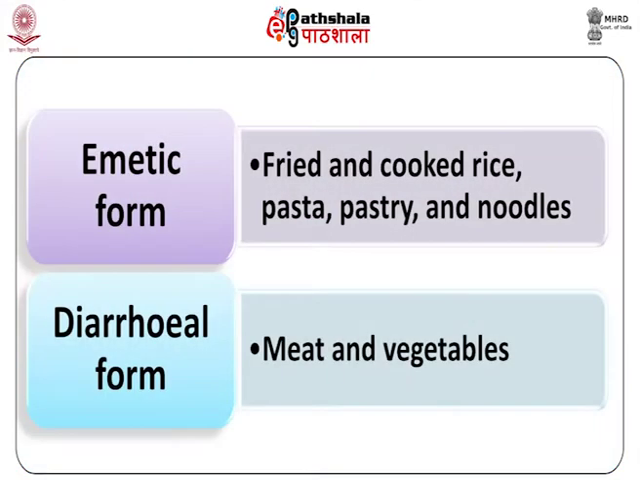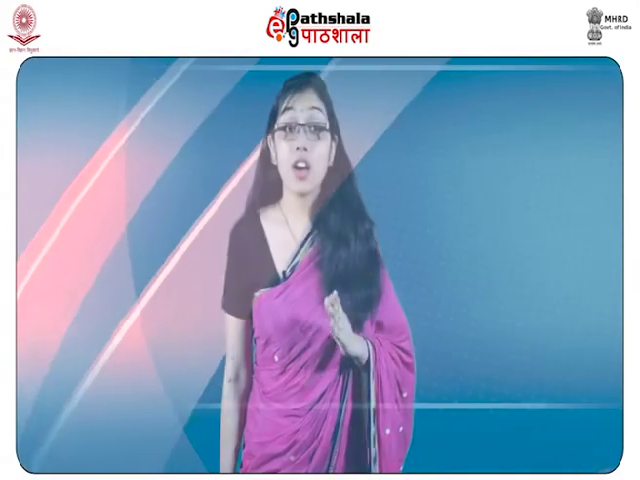The common sources are: first is the emetic form, that is fried and cooked rice, pasta, pastry and noodles, and second is the diarrheal form, that is meat and vegetables. Other potential sources of infection include spices, pasteurized fresh or powdered milk and reconstituted milk-based infant formula.